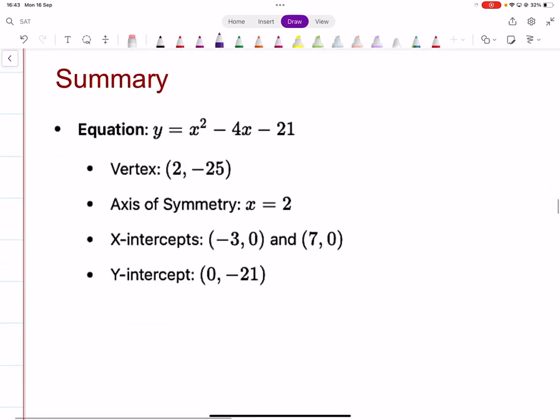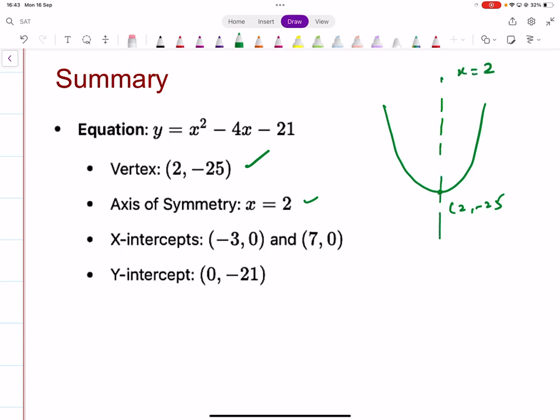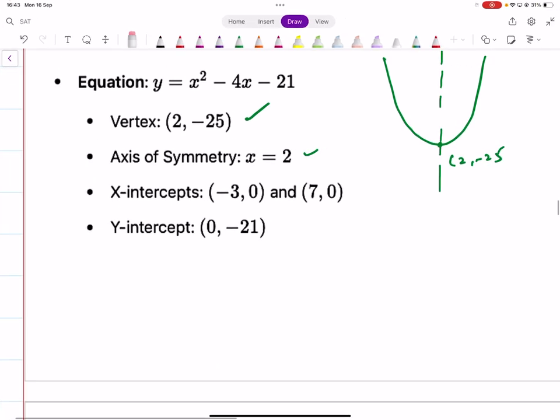Okay, so that's the summary. If you have a function like this, you can find the vertex, you can find the axis of symmetry, right? If the curve is like this, this point has an x coordinate of 2. So the axis of symmetry, this line, has the equation x equals 2. X-intercepts, put y equal to 0, find the x-intercepts. For y-intercept, this is just minus 21. All right? Make sense to everyone? Okay.